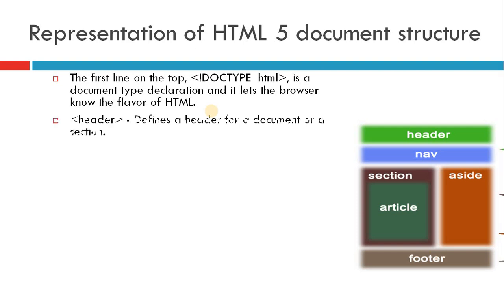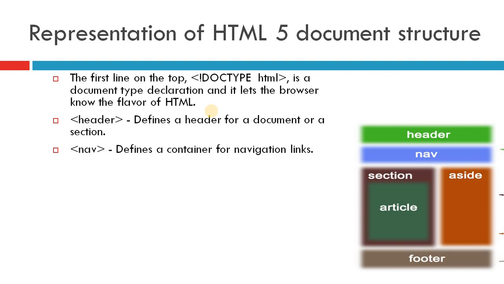Header defines a header for the document or the section. Nav defines a container of navigator links. Now in this example, the nav is given horizontal. It is also possible that the navigator can be given in a vertical way. It depends on how the developer wants to design a web page. So this is just a representation. The actual page will be different for different web pages.